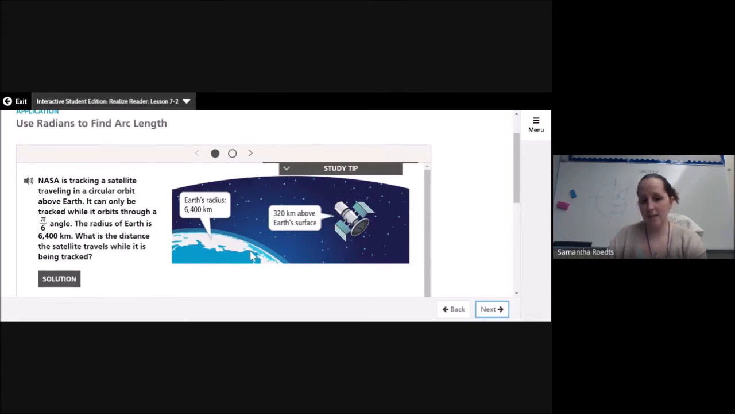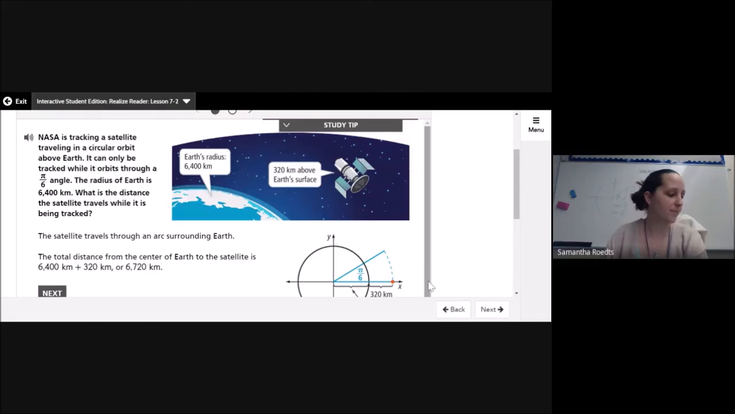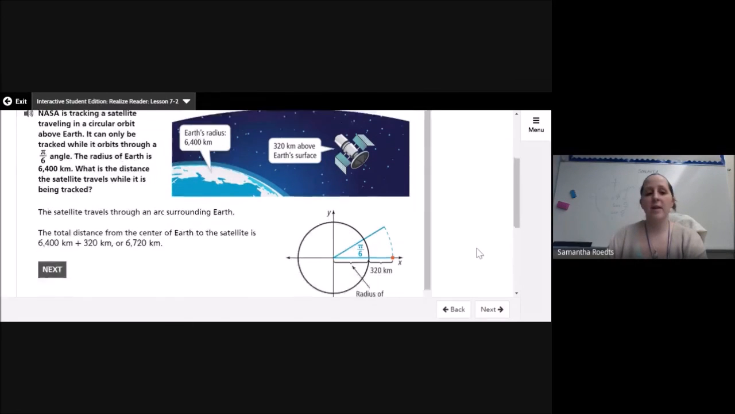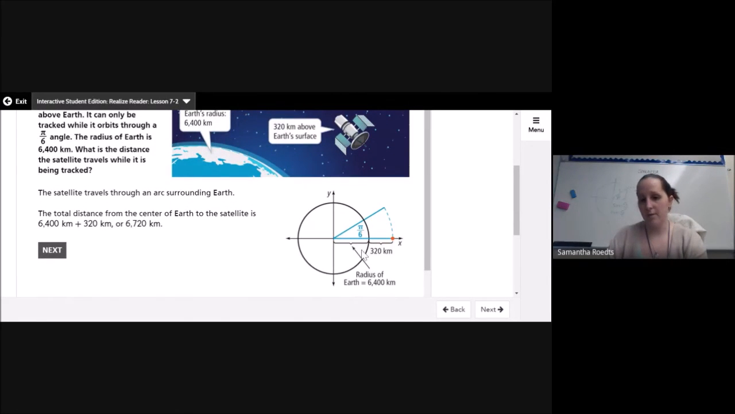So Earth's radius is 6,400 kilometers. The satellite is 320 kilometers above Earth's surface. So the satellite travels through an arc surrounding Earth. Here's my unit circle, here's my arc, my measure, pi over 6 radians. The radius is 6,400 plus an additional 320 kilometers, or 6,720 kilometers, because that's the radius of the Earth plus the distance from the Earth to the satellite.